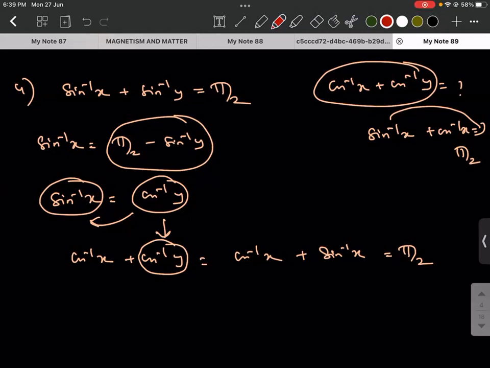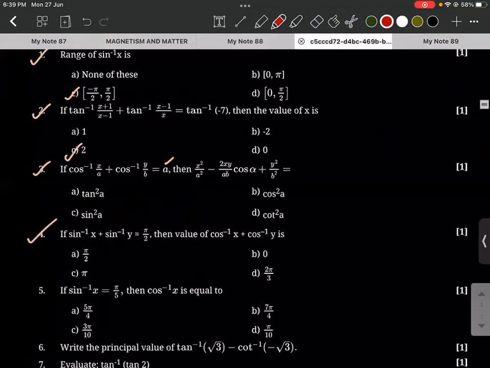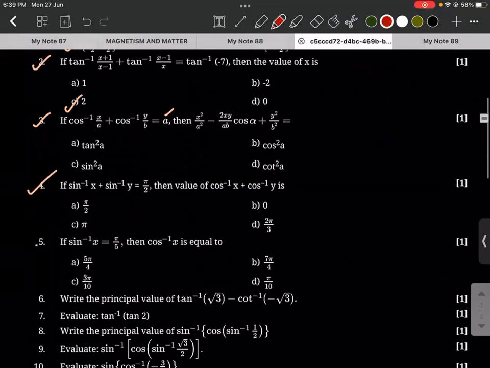The next one. Sin inverse x is pi by 5. What is cos inverse x? How did you get it? Sin inverse x plus cos inverse x is pi by 2.